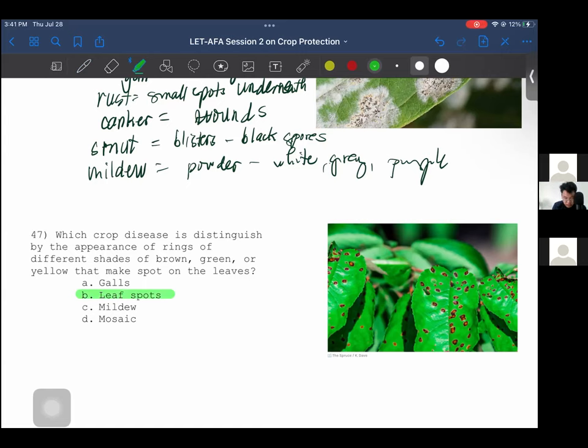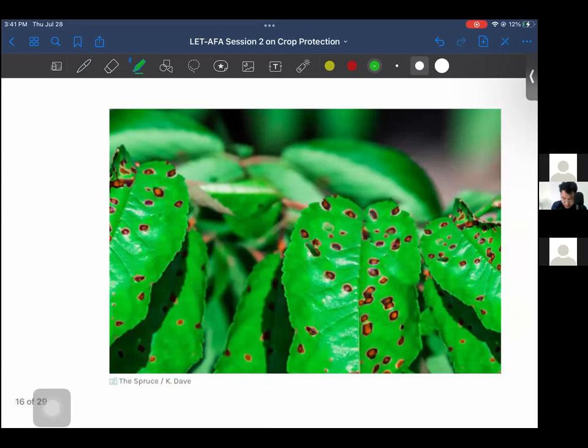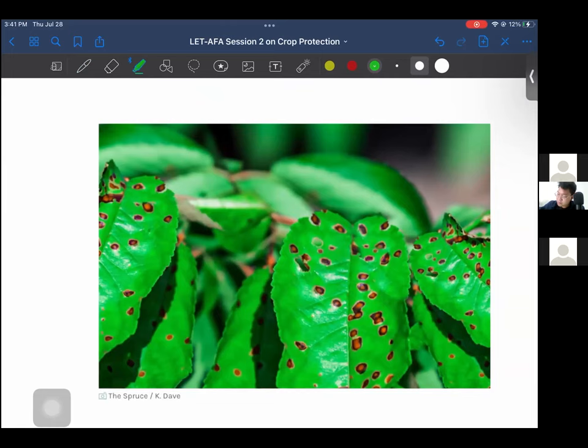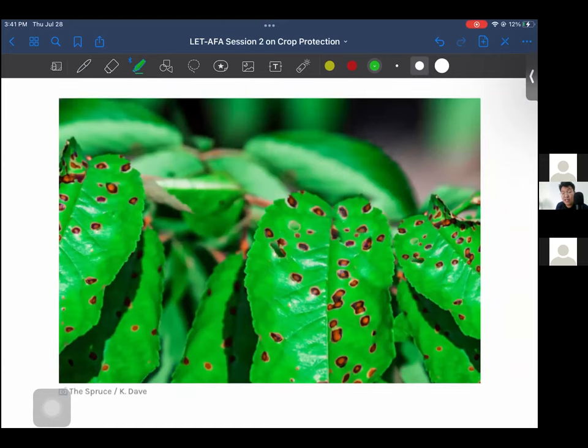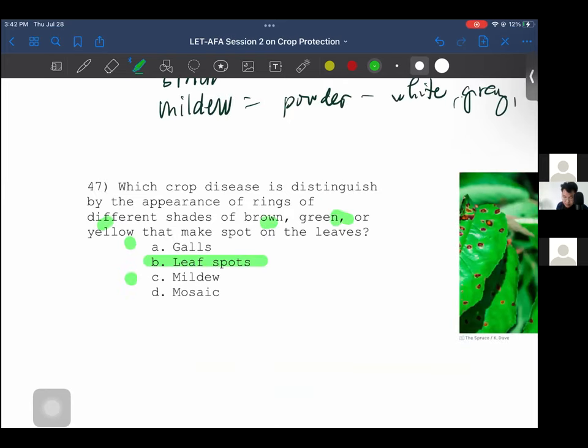Again, we've already tackled galls and mildew. Yung mosaic, feel ko hindi ako nakapaglagay ng picture ng mosaic, pero let's search mamaya. So this is how leaf spots look like. On leaf spots, brown, green, or yellow. Here, may yellow na ganyan, somehow yellow sa gitna tas may brown sa gilid. Ito yung kinikwento ko kanina na study namin, coffee leaf spot, Cercospora leaf spot. Para siyang ganito, na may yellow sa gitna tas may brown sa paligid. So, that's how it looks like. Different shades of brown, green, or yellow. Rings.